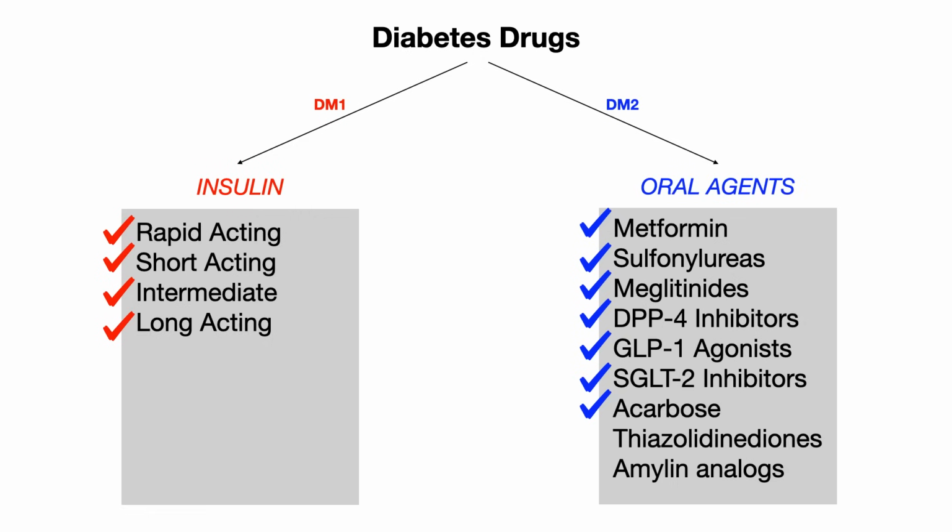You guys are making awesome progress. If you're following me, we've talked about metformin. We've talked about sulfonylureas. We've talked about meglitinides. We've talked about both the DPP4 inhibitors and the GLP-1 agonists. We've talked about SGLT2 inhibitors and how they're very unique in the kidney. And now we've talked about acarbose and how it's very unique in the intestine.